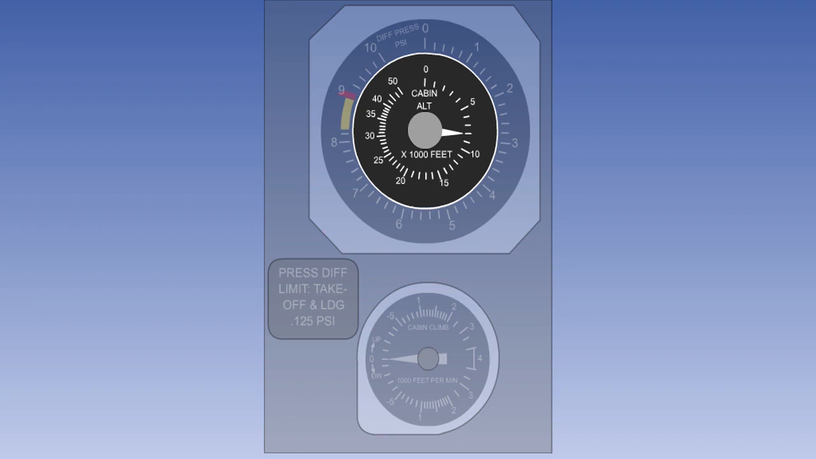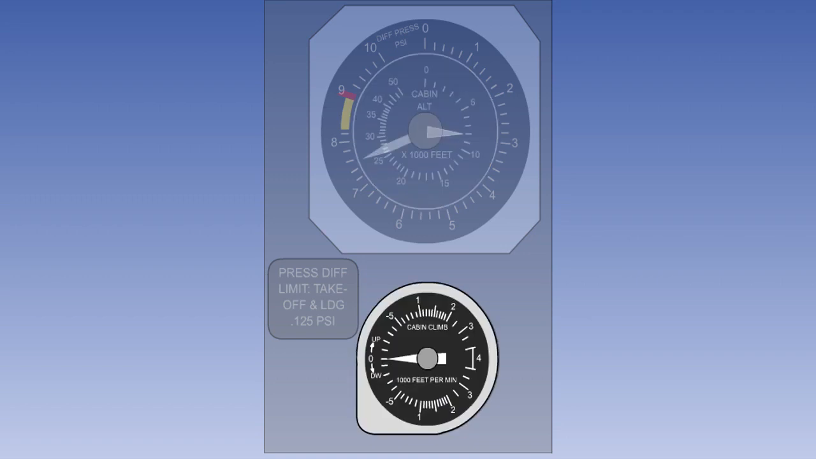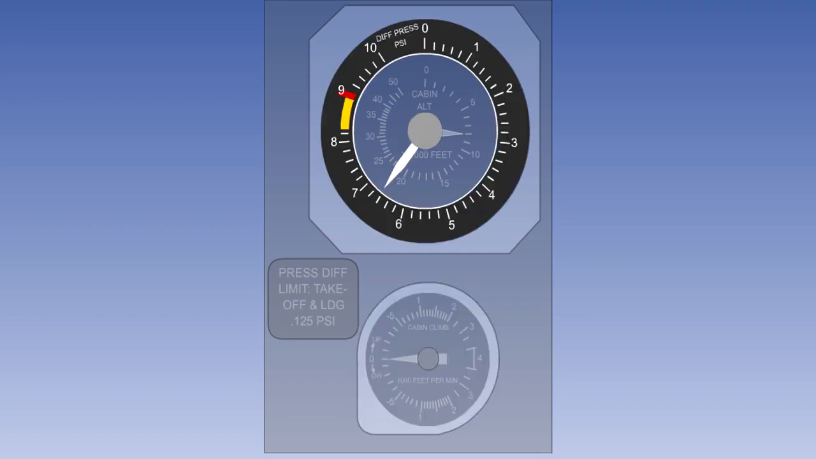The cabin altimeter measures cabin pressure, but it is expressed on the gauge in terms of the equivalent pressure altitude of the cabin. The cabin vertical speed indicator, VSI, indicates the rate at which the aircraft cabin is climbing or descending. The cabin differential pressure gauge indicates the difference between the air pressure inside the cabin and the outside air pressure, and is generally calibrated in pounds per square inch.